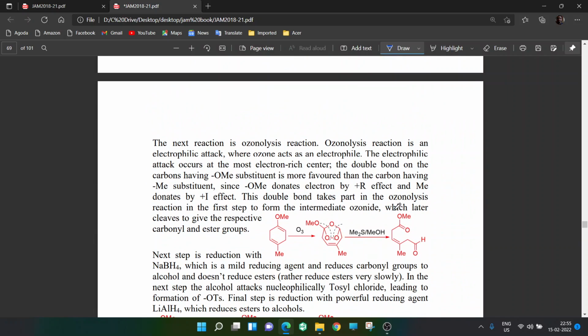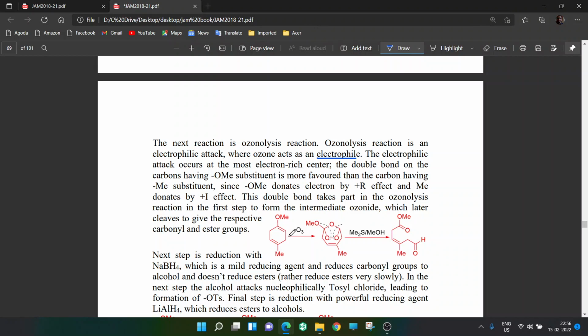Then you are doing ozonolysis. Now in ozonolysis, ozone acts as an electrophile, very important, okay. Ozone acts as an electrophile, it accepts electron. So which pumps more electron? Will methyl pump more electron or OMe pump more electron? Of course OMe, I just now told some time back, because oxygen pumps electron through plus R effect, whereas methyl will pump electron through plus I effect, and resonance effect is much stronger.